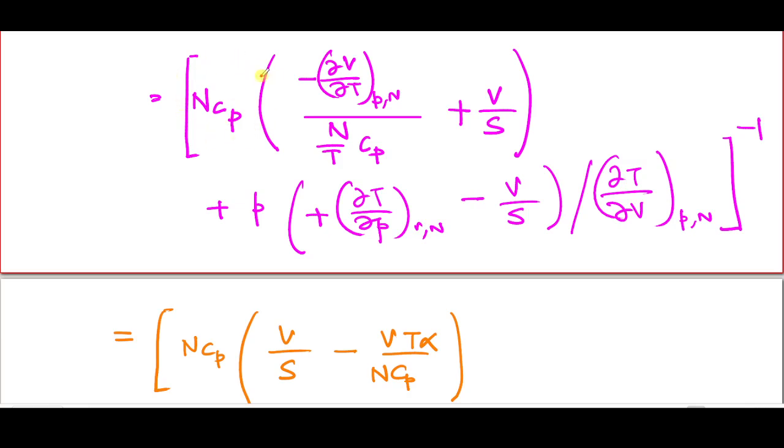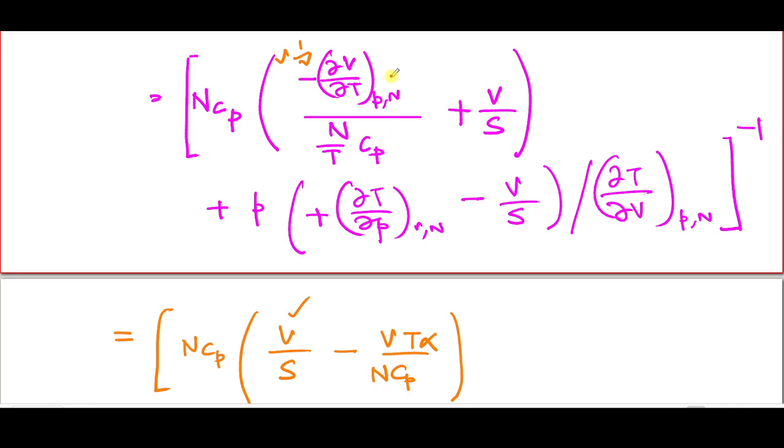Notice we have nCp into V by S, that's of course this term. This minus del V del T at constant P comma N. V is already in the numerator here, and if you supply this with a 1 over V, so V times 1 over V, then this becomes alpha. So this whole thing is minus V T alpha by nCp once you simplify this.